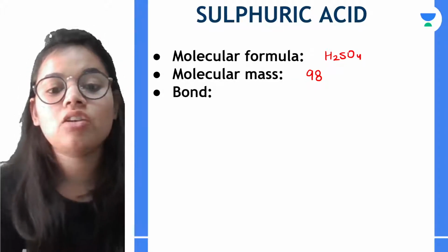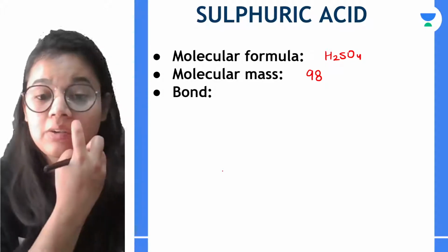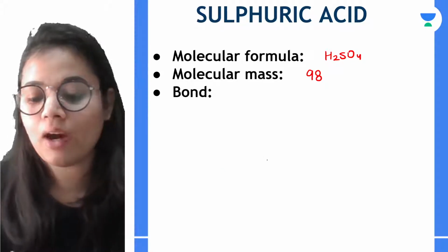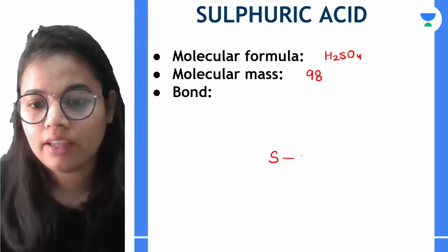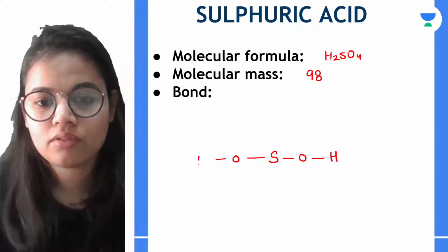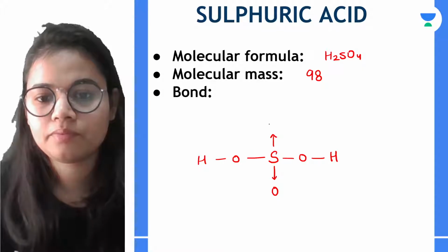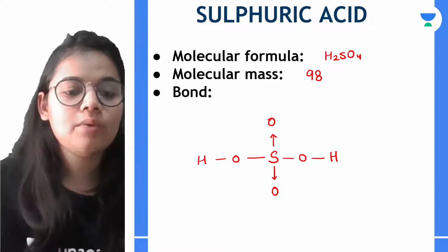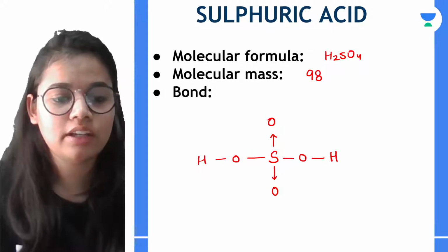Okay, and talking about the structure of sulfuric acid. Acha, let's discuss the structure of sulfuric acid. We are having 1 sulfur. So 1 sulfur, it is placed over here. Then this is the basic structure of sulfuric acid. Acha, how is this structure happening, or what are the things happening over here in this structure? Let me tell you.